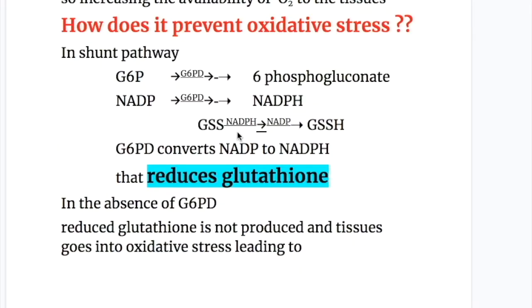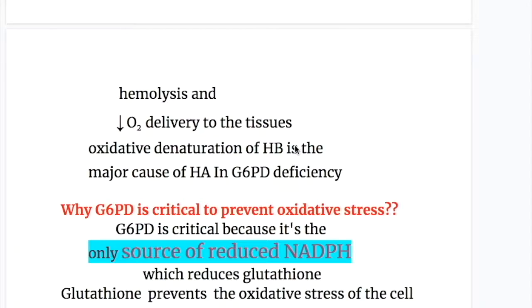In the shunt pathway, G6PD converts G6P, glucose 6-phosphate, to 6-phosphogluconate. In this reaction, NADPH is formed. Then this NADPH gives its hydrogen atom to glutathione and converts it into the reduced form of glutathione. So G6PD converts NADP to NADPH, and that NADPH reduces glutathione. In the absence of G6PD, reduced glutathione is not produced and tissue goes into oxidative stress, leading to hemolysis and decreased oxygen delivery to the tissue. Oxidative denaturation of the hemoglobin is the major cause of hemolytic anemia in G6PD deficiency.